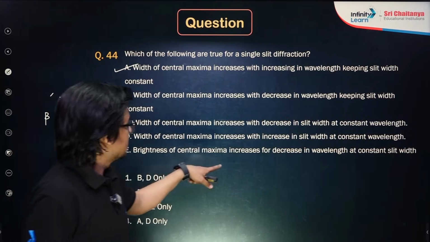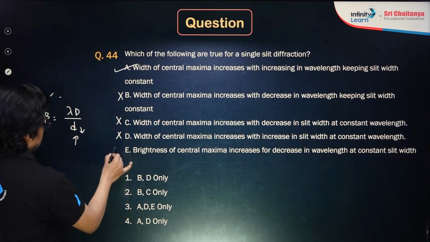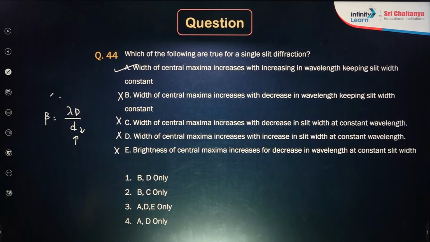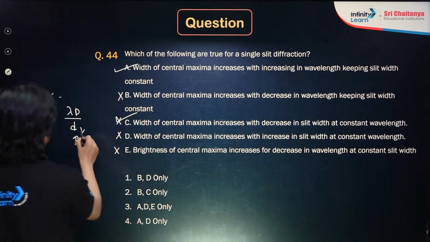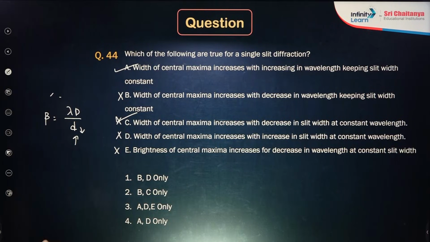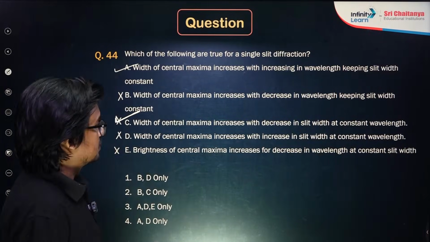Brightness of central maxima increases for decrease in wavelength at constant slit width. This is not depending on the wavelength. So width of central maxima increases with decrease in slit width. This is actually correct because if d is decreasing, beta will increase. So there are two statements correct, A and C, but none of the options is matching here.